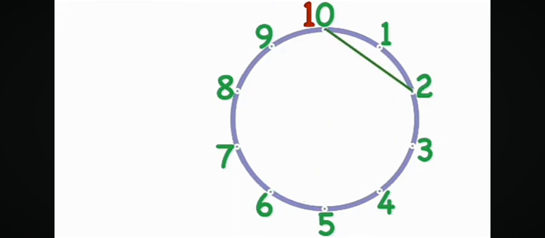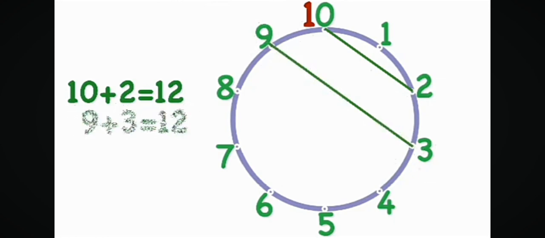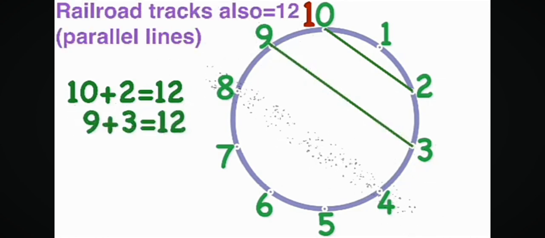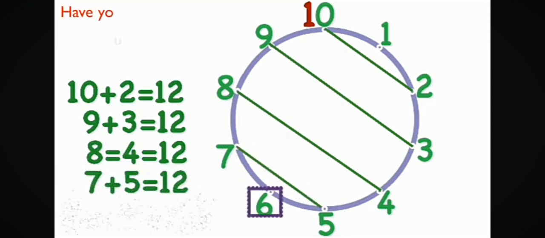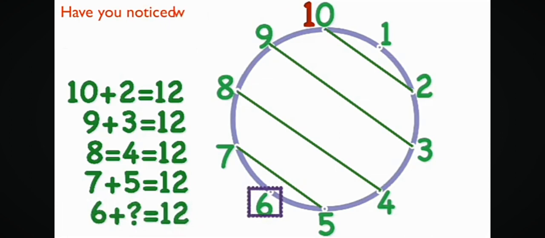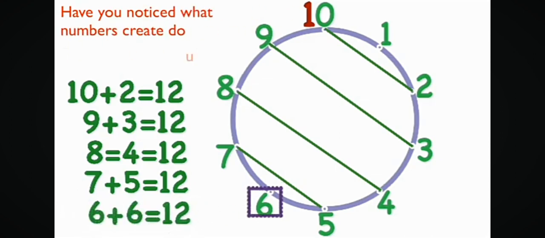Can we make lines that add up to 10-2? I bet we can. There's 9-3, also adding up to 10-2, or 12. 8 and 4, 7 and 5, and 6 is all by itself. And what do we do with numbers all by themselves? Yeah, we double them. So 6 plus 6 equals 12, or 10-2.